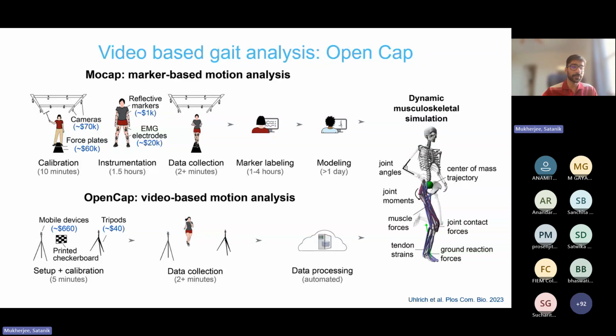You just need a couple of phones with good video recording capacity, and just a couple of tripods. And the whole setup is like 5 minutes, and a couple of minutes of data collection. And basically, after the data is collected, it uses a set of deep learning based approaches to infer the gait of the patient from the videos. So it goes on really fast.